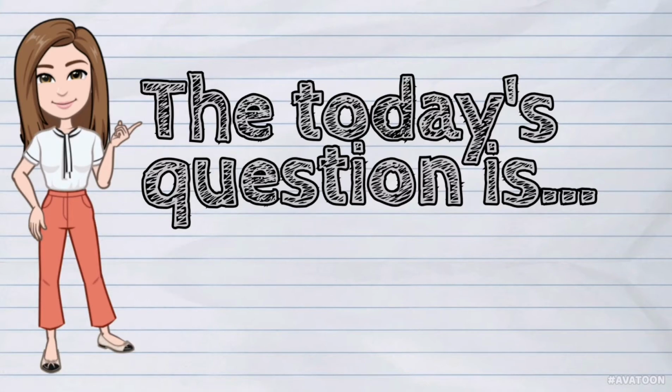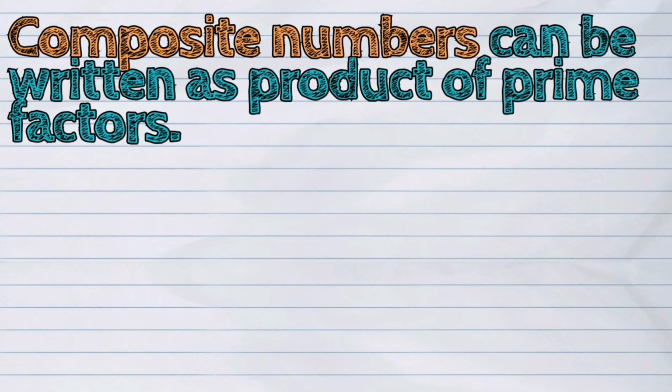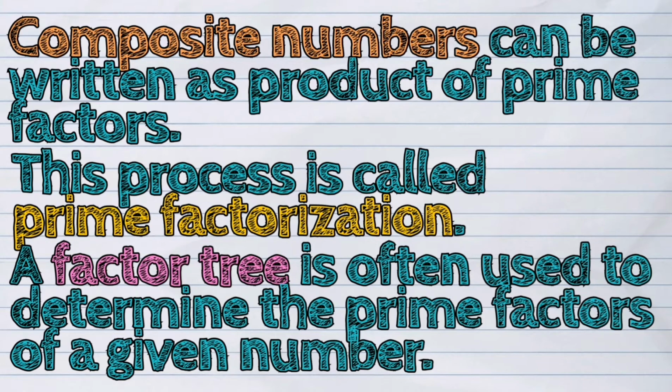Today's question is, what is prime factorization? Composite numbers can be written as product of prime factors. The process is called prime factorization. A factor tree is often used to determine the prime factors of a given number.